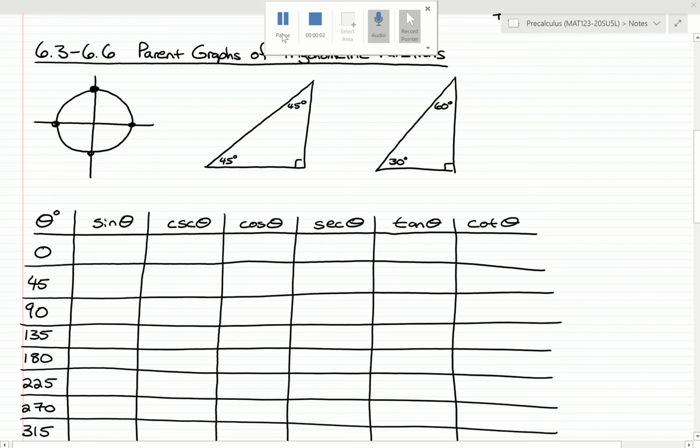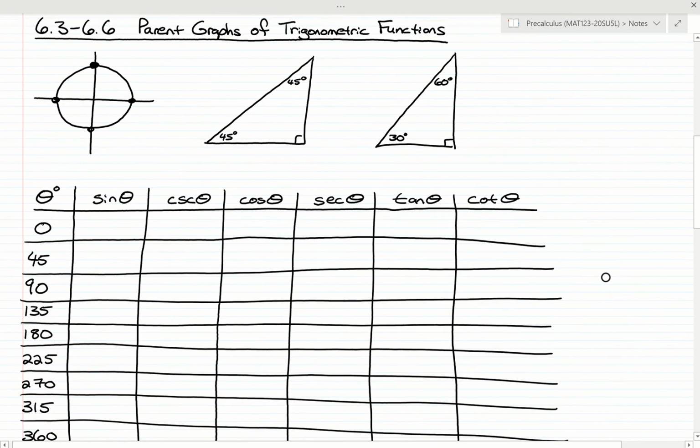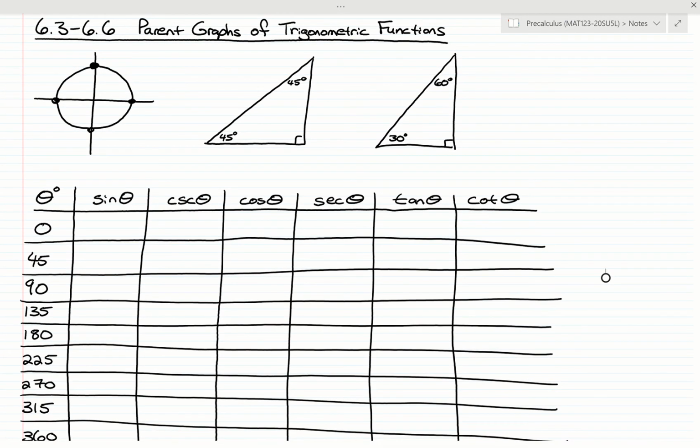So for the next few sections, what we're going to be doing is looking at the parent graphs of trig functions, and then the following section we'll be talking about how to transform them. So it's going to be similar to graphs that we've already seen, but these have different shapes. So let's get started, and just like whenever we don't know any kind of graph, we usually make a table and we plot the points and we make a decision about what kind of shapes those are. So we'll do the same thing here.